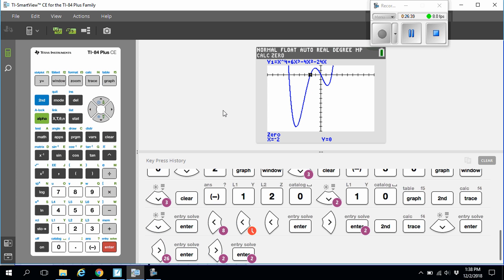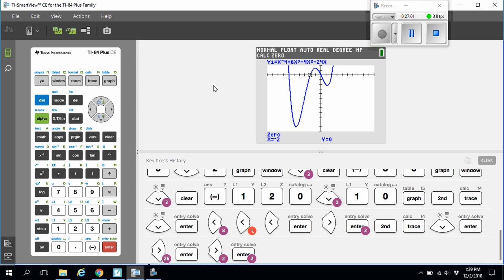So what I would like you to do is actually go ahead and just pause the video and find the last 2 x-intercepts on your own. The reason being is I want to make sure you guys know how to use the graphing calculator, okay, because it's very important. So go ahead and pause the video, try to find the other 2 x-intercepts.